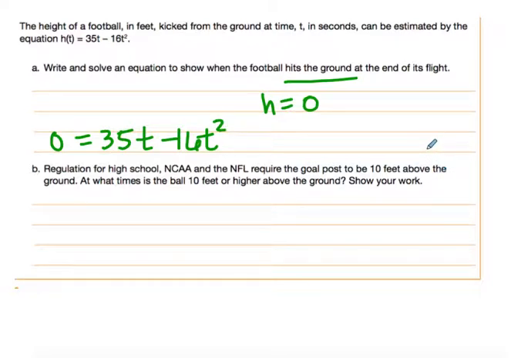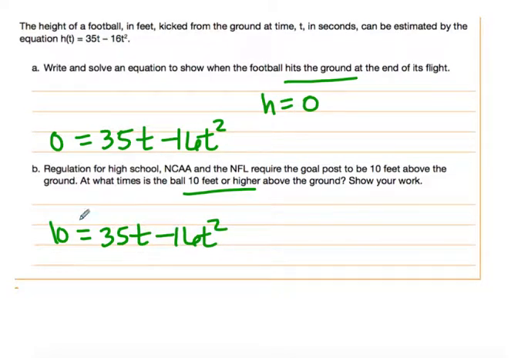All right, regulation for high school, NCAA, and NFL require the goalpost to be 10 feet above the ground. At what time is the ball 10 feet or higher above the ground? So if it says 10 feet or higher, you want to put 10 feet in for the height and solve for T. So you would subtract the T, and then you could use the quadratic formula.